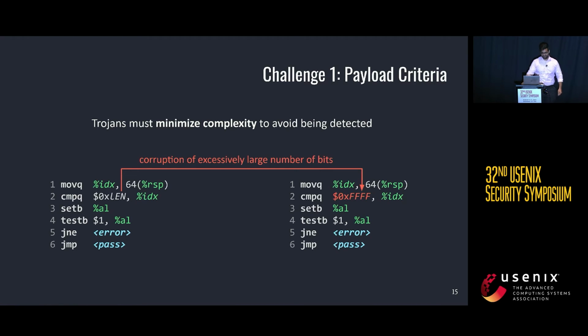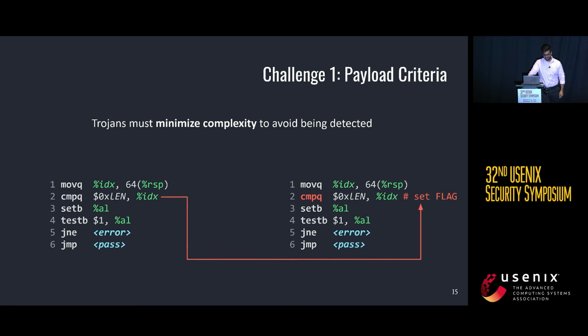You're corrupting too many bits. So let's instead corrupt the flag, which is effectively corrupting a single bit that is the output of the comparison instruction. And this would have a very similar result, but only tampers with a single bit, which is much better than before.